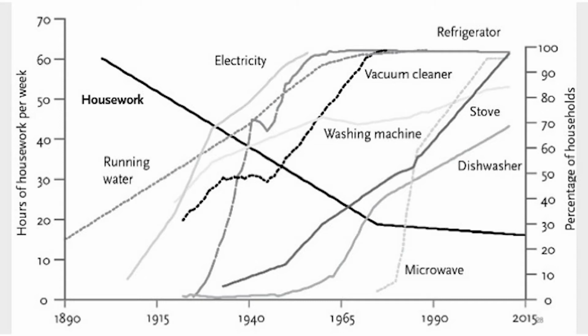Okay, notice the percentage of households that had running water in 1890. About 15% of households. We take so much for granted. It wasn't until roughly around 1930 that 50% of households had running water.